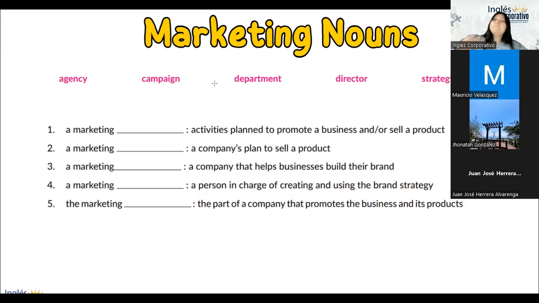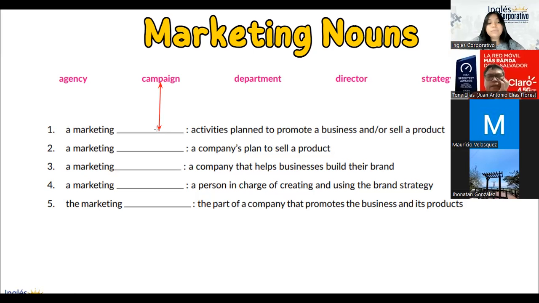A campaign. Okay, so a marketing campaign is whenever you plan some activities to promote a business or sell a product. Yeah. What about number two? Check the definition. A company's plan to sell a product. This one is a plan. Strategy. A strategy. Perfect. A marketing strategy.